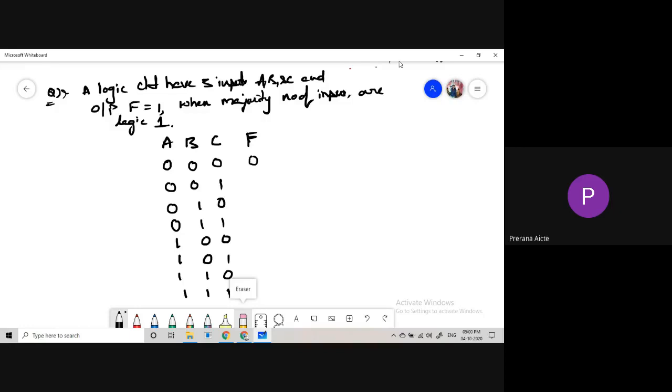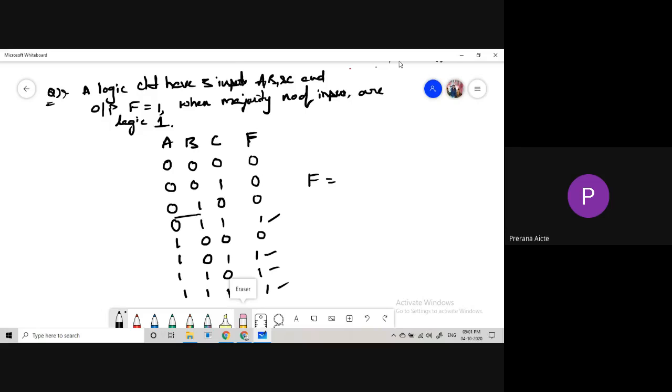In the case of 001, how many ones are there? One. So majority of ones or majority of zeros for these three? Majority of zeros, sir. So that's why I'm putting 0 here. Coming to this one, here also majority are zeros, so we put 0. And then 011, 101, 110, 111. So we are getting four ones, right? Yes, sir. One, two, three, four. So F belongs to these.